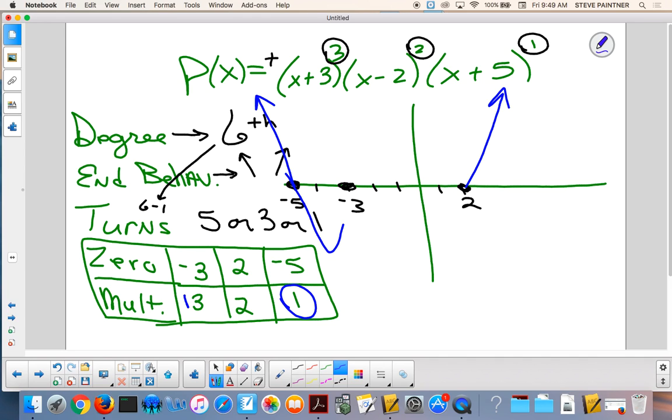At -3, it what? Look at this one. Does it go through or does it bounce? It goes through, but it goes through what? Slower. Okay. So make it go slow. Then it comes up. Then it turns and it goes to the 2. At 2, it what? What's a 2 mean here? Bounces. There it is. We got it.